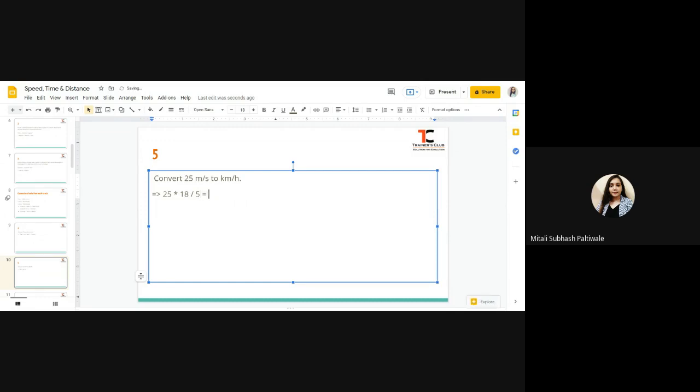Now here, this will be 5 into 18. How did this 5 come? 5 into 5 is 25, so 25 is the fifth multiple of 5, so that leaves 5 into 18. Do not forget to keep multiples in mind, because those will help you. And if there are smaller calculations, go with oral calculation because it will save your time when it comes to calculation. So it will become 90 kilometer per hour. 18 into 5 is nothing but 90.